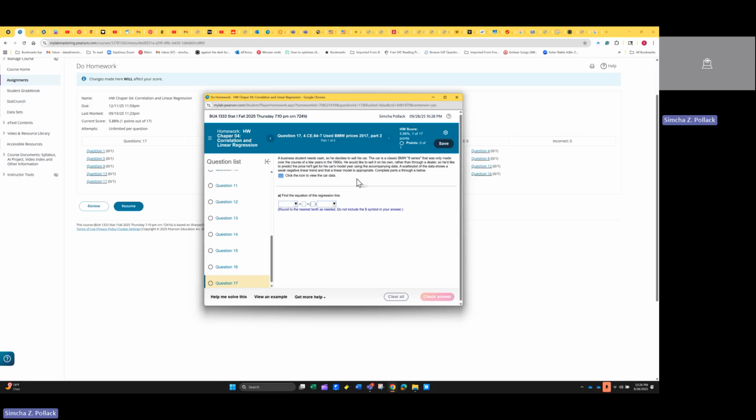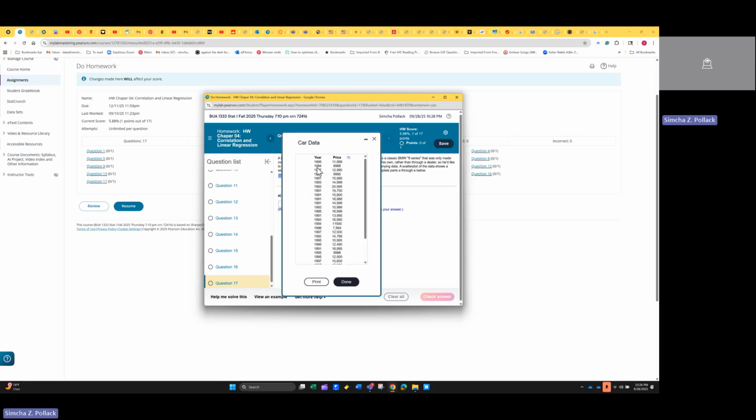So let's start with the data. We're basically trying to predict the price of an old BMW based on the model year. And the data looks like this. And you can see there's a sort of a trend. As the year goes up, the price goes down. But there's a lot of variation.